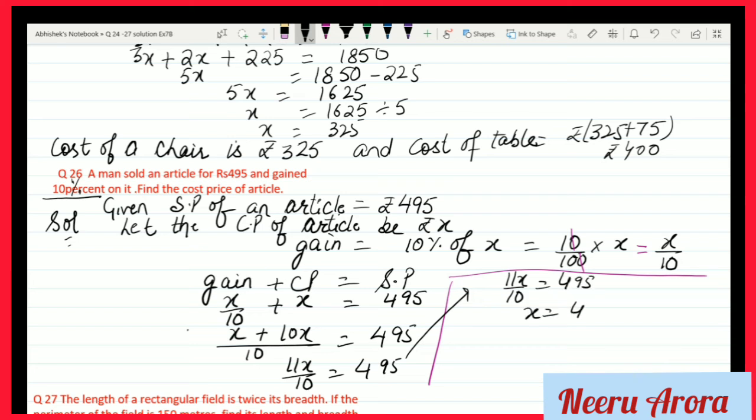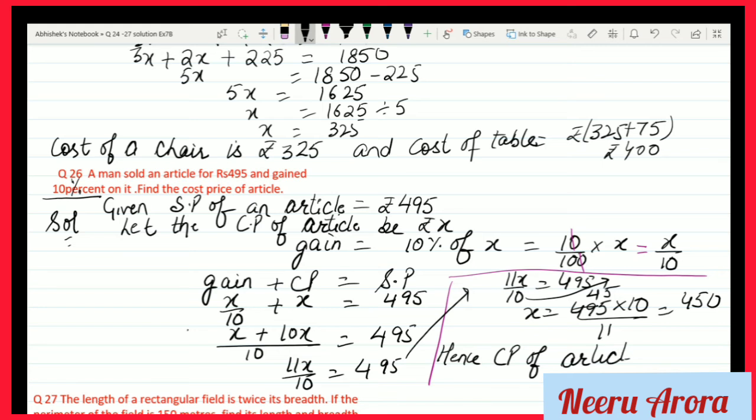So X is equal to 495 into 10 upon 11. This 10 will multiply in the numerator and 11 comes in the denominator. Sorry, here in the denominator it is 11. 11 ones are 11, 11 fours are 44 and 11 fives are 55. So that is equal to 450. X is equal to 450. So hence the cost price of the article is equal to rupees 450.